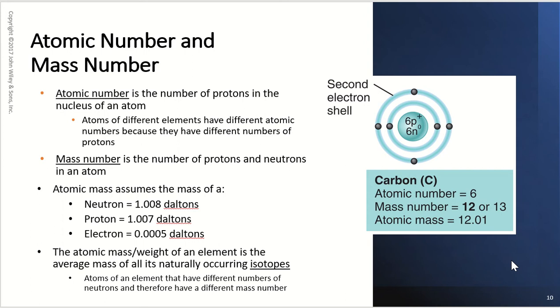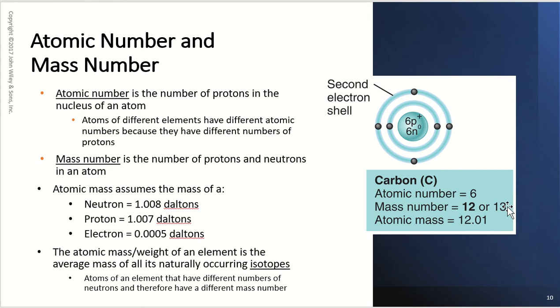So the atomic mass, or the atomic weight, depending on what you want to call it, of an element is going to be the average mass of all of the naturally occurring isotopes. These isotopes are going to be atoms of an element that have different numbers of neutrons and are therefore going to have a slightly different mass number. So here with carbon, you can see we've got our 6 protons, but sometimes carbon can have 7 neutrons. Right? This doesn't impact the overall charge of our element of carbon because, again, neutrons are neutral, but it can alter slightly that atomic mass.